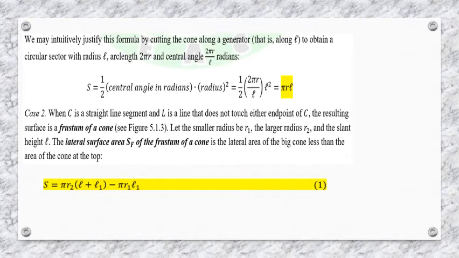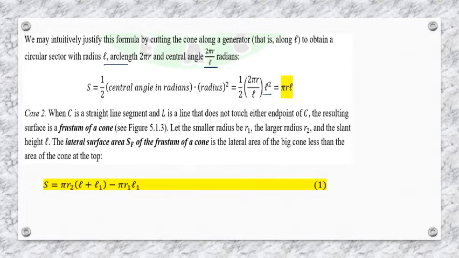We may intuitively justify this formula by cutting the cone along a generator, that is along L, our arc which is a straight line segment, to obtain a circular sector with radius L, arc length 2 pi R, and central angle 2 pi R over L in radians. So our lateral surface area is S equals 1/2 times the central angle in radians multiplied by the radius squared. We substitute 2 pi R over L for the central angle, and the radius is L, squared. So we obtain pi RL.